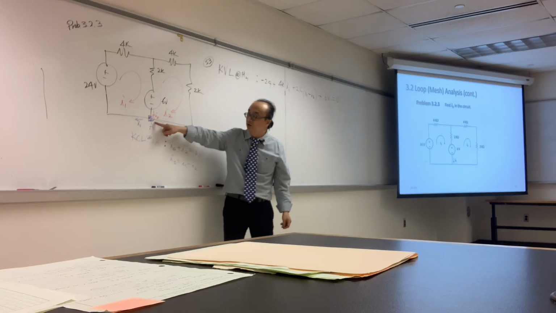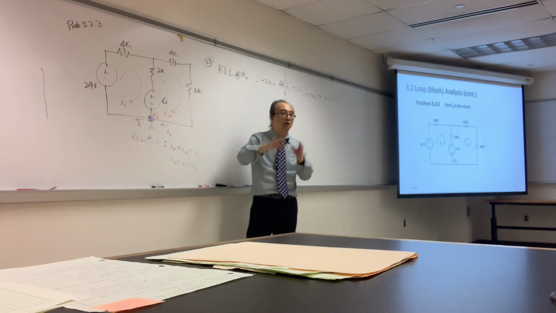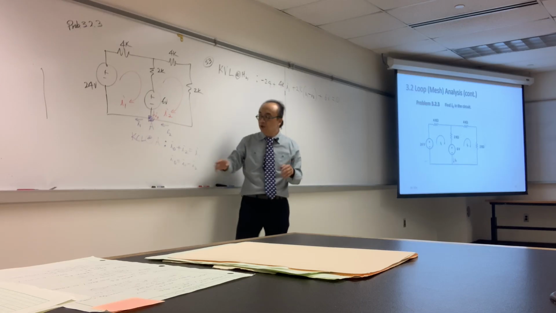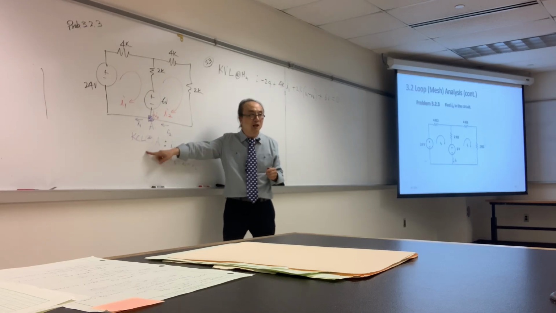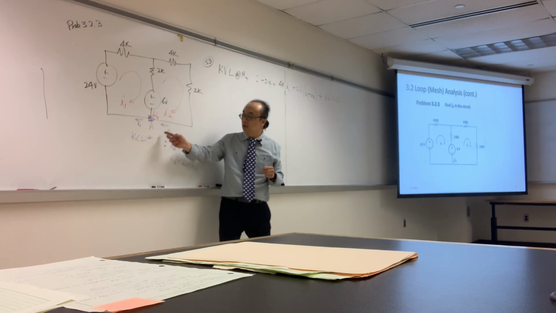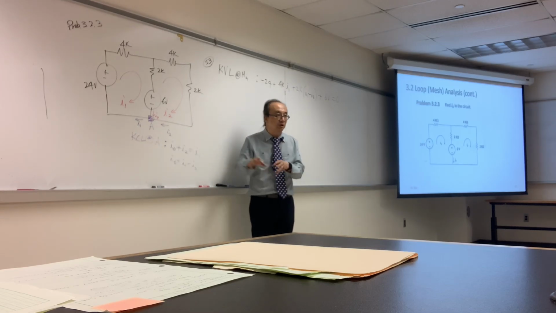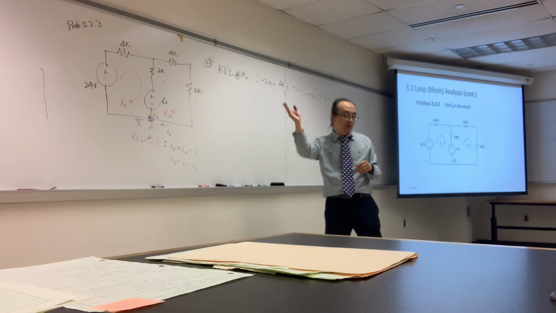Yeah. I2 is entering this node. It's not going down or up. We do KCL: entering the node equals leaving the node. So I sub 2 and I sub 0 are entering the node, and I sub 1 is leaving the node.